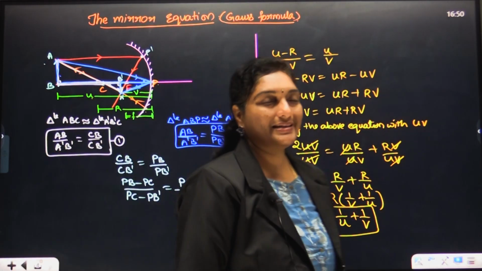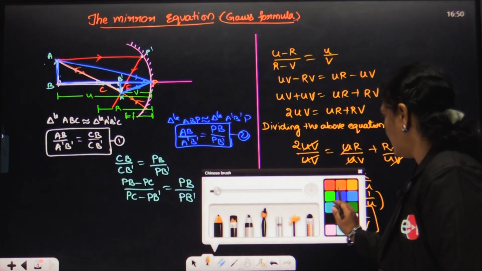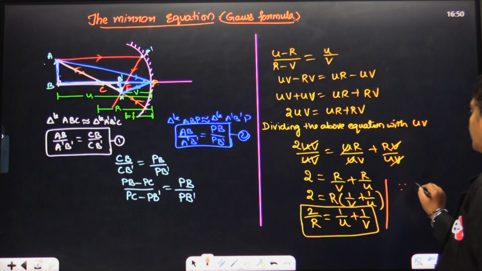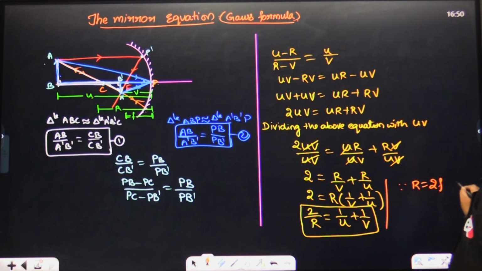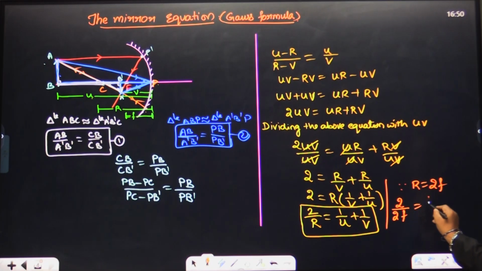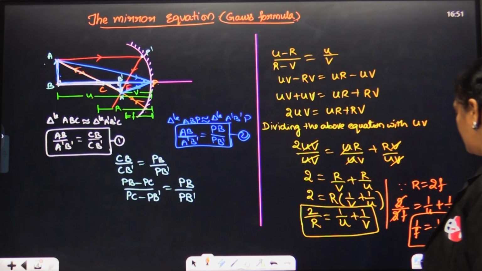But children, we know that the relation between R and F is R is equal to 2F. Let us replace the same. 2 by R is now replaced with 2F, so 2 by 2F is equal to 1 by U plus 1 by V. This 2 and 2 get cancelled. We have 1 by F is equal to 1 by U plus 1 by V. This formula itself is called your Gauss formula.